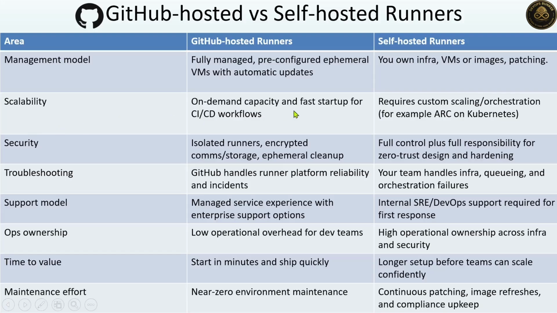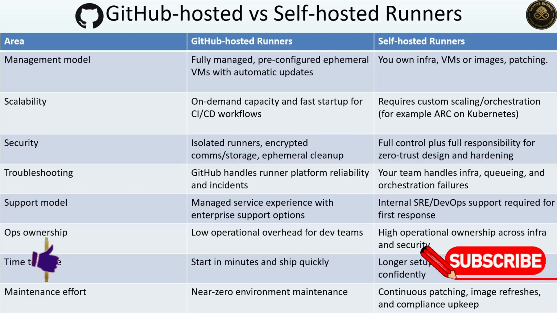Scalability. Here we get on-demand capacity and fast startup for CI/CD workflows. We just have to configure it in the workflow based on our workflow or task requirements, and it will automatically launch the virtual machines. This is a fast startup, right? We don't have to maintain anything. It will simply launch it. In the self-hosted runner section, it requires custom scaling or orchestration. So we have to maintain everything here, including how we want to launch it.